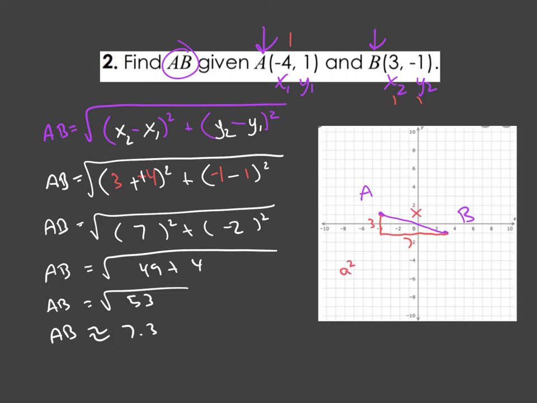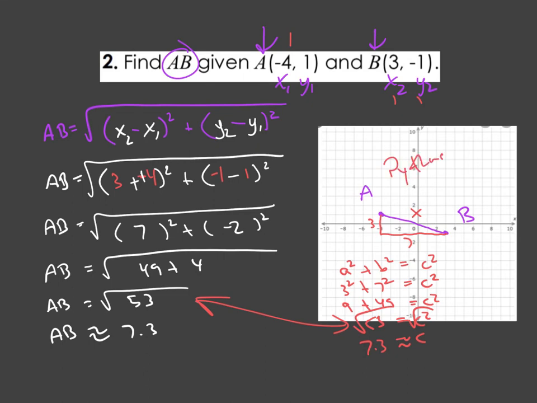So if I said a squared plus b squared equals c squared, I think I'd say 3 squared plus 7 squared equals c squared. Or 9 plus 49 equals c squared. Or 53 equals c squared. Square root of 53 should be approximately what c is, which is still 7.3. So the Pythagorean theorem is great for when I have actual segment lengths, right?